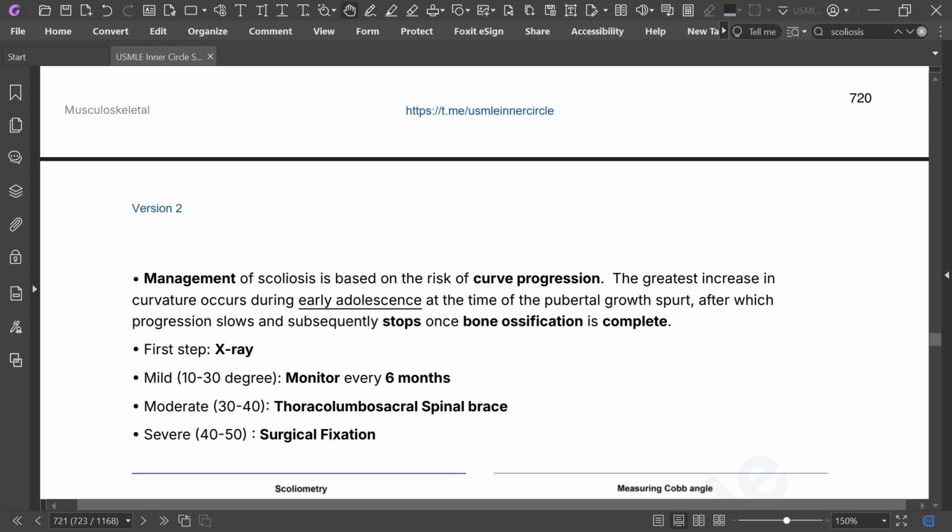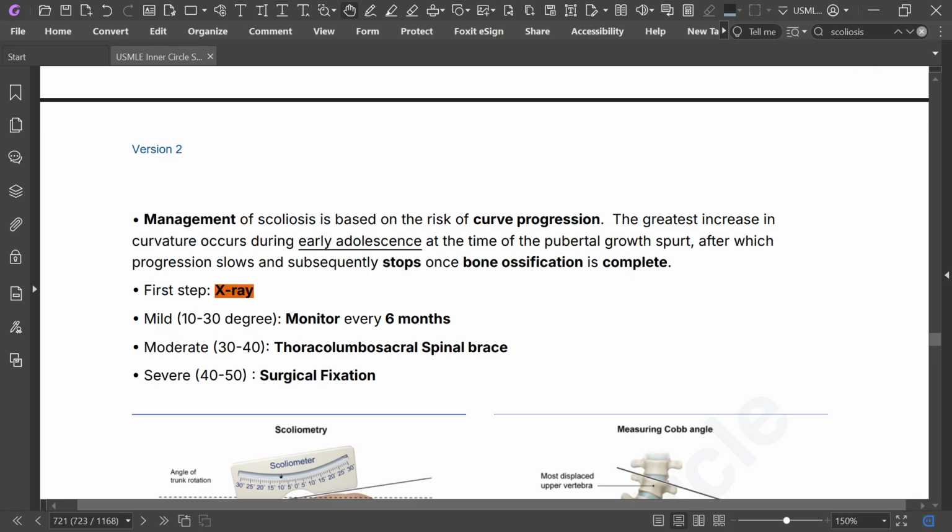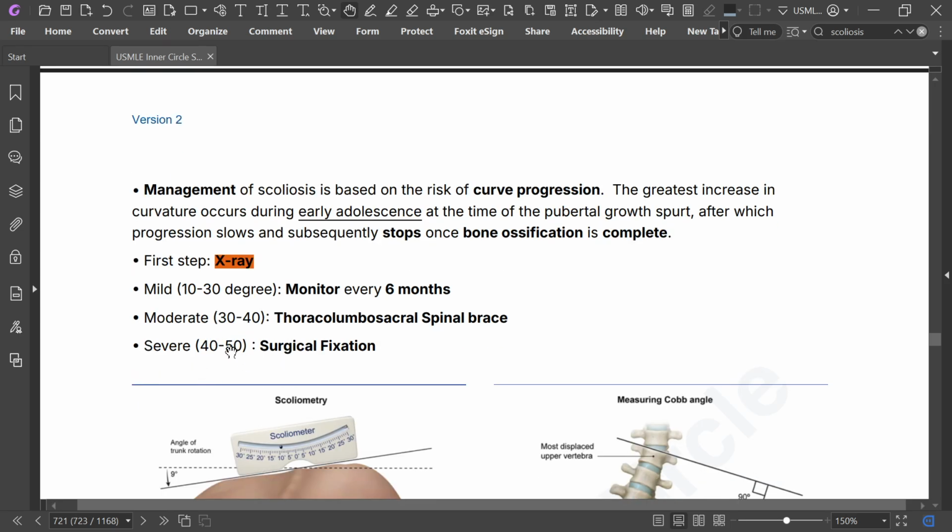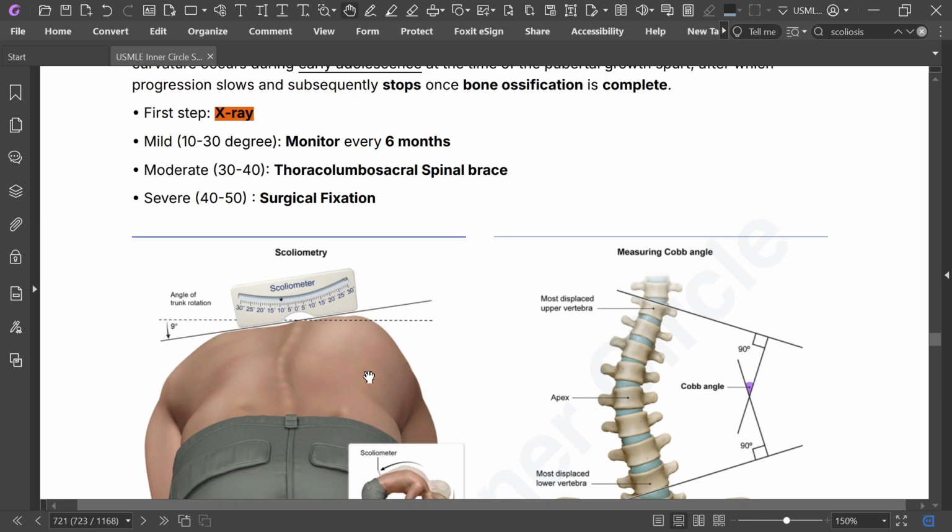If you find a case with adolescent idiopathic scoliosis, AIS, the first step is X-ray of the spine. If it is mild, 10 to 30 degrees, monitor every 6 months. If it is moderate, 30 to 40 degrees, thoracolumbar spine brace. If it is severe, more than 40 to 50 degrees, surgical fixation should be done.